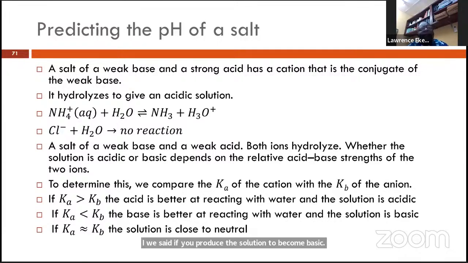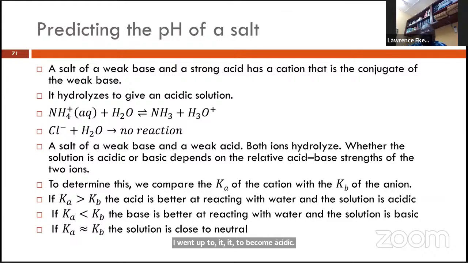Now let's look at a case where the salt is produced from a weak base and a strong acid. In such a situation, the cation, which is the conjugate of the weak base, undergoes hydrolysis. When a salt is produced and it dissolves in water, it gives you the cations and the anions. In this case, when the salt is produced from a weak base and a strong acid, the cation is the conjugate of the weak base, and so it has the ability to undergo hydrolysis. And when that is done, it will make the solution become acidic.